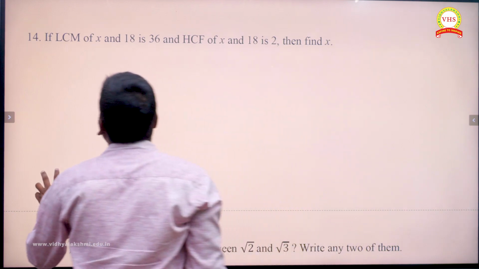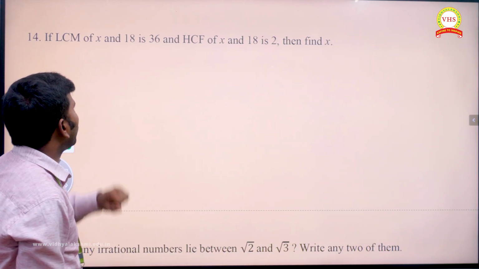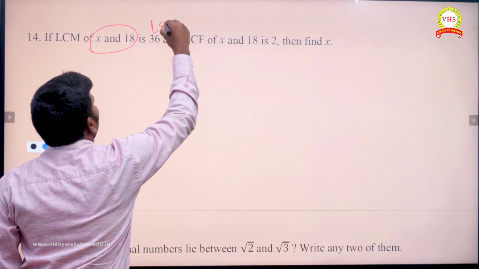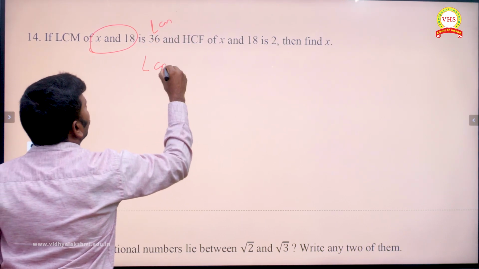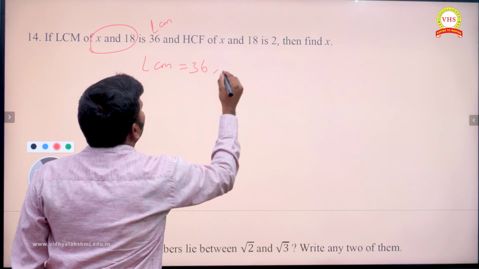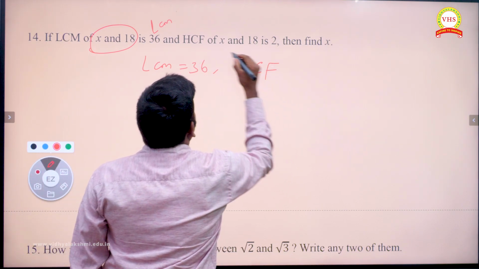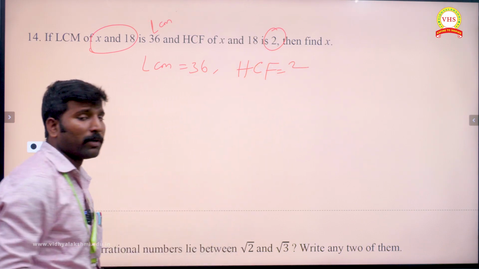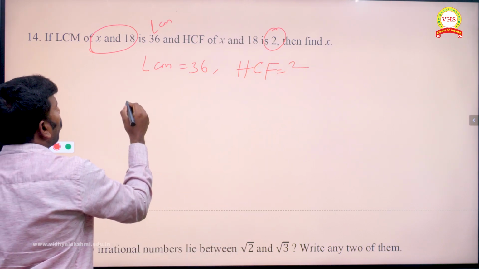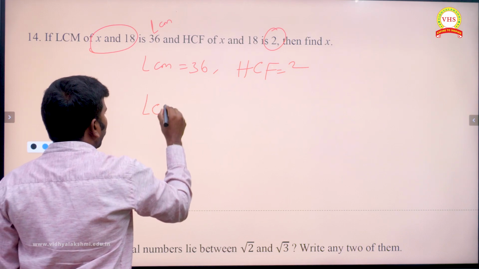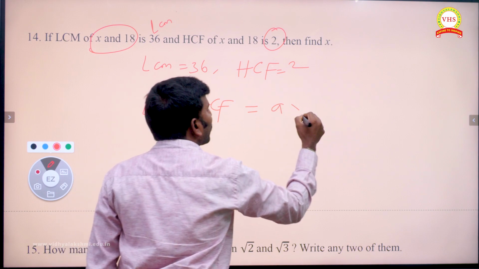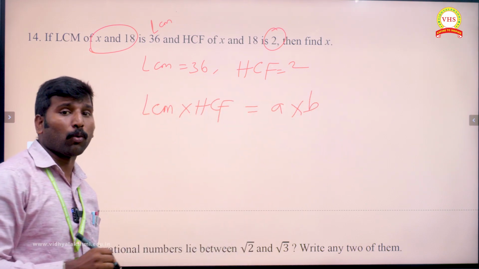Question 14: LCM of x and 18 is 36. See, they are giving the LCM of two numbers as 36, and the HCF of the two numbers is 2. So the formula we know very well, no? Product of LCM and HCF equals product of the two numbers. This is applicable only for two numbers.